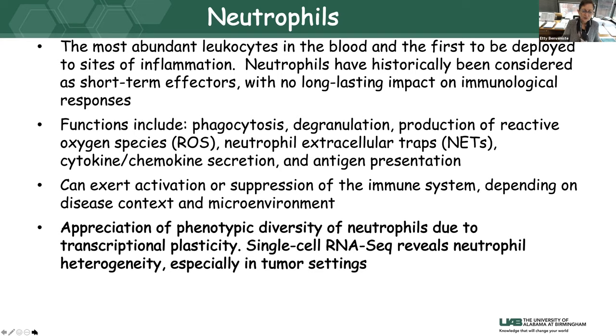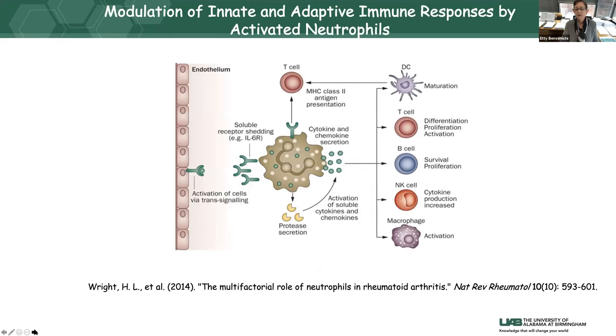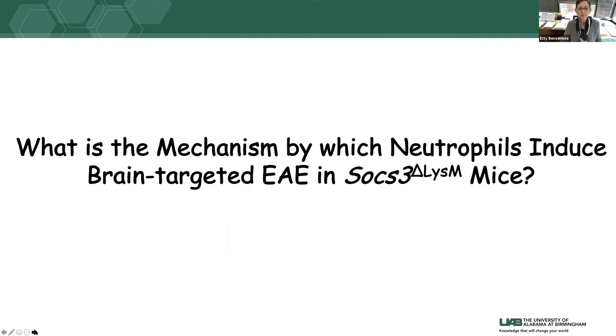What we appreciate now is that there actually is significant phenotypic diversity of neutrophils due to transcriptional plasticity, and especially in a variety of cancer models, single-cell RNA-seq has revealed significant neutrophil heterogeneity. And this is just a depiction of the many different functions of neutrophils having impacts on other innate immune cells, as well as cells of the adaptive immune system.